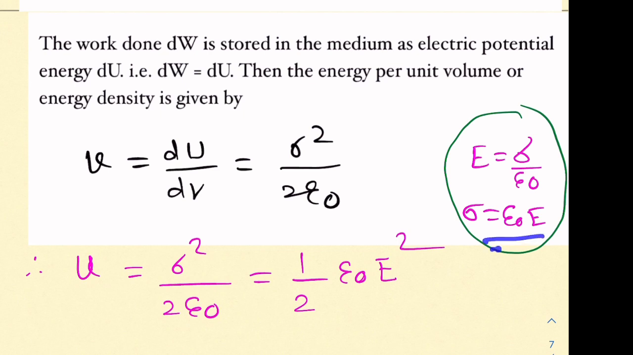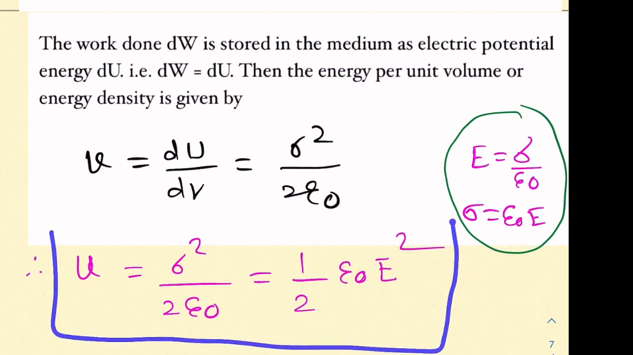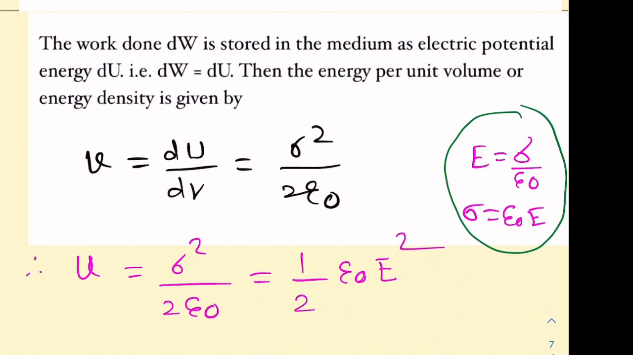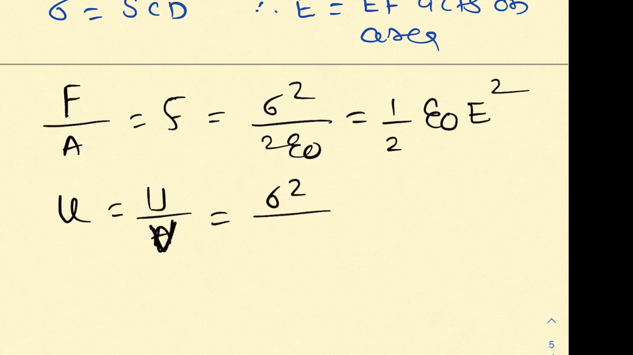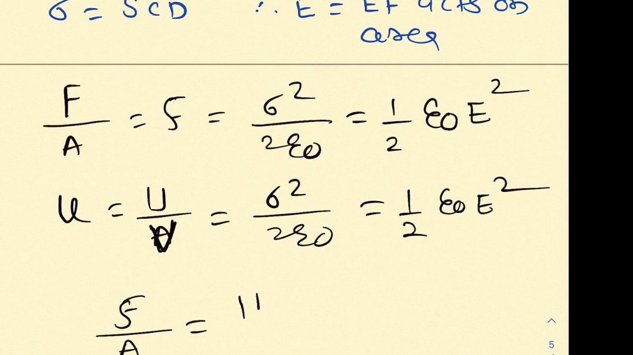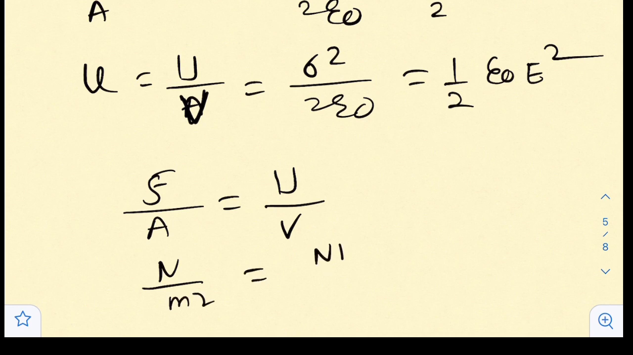If we put sigma as epsilon 0 E, we get the same equation as in the case of force per unit area. The energy per unit volume is again sigma square by 2 epsilon 0, or 1 by 2 epsilon 0 E square. Again, the dimensions of force per unit area and energy per unit volume are the same. Force is Newton, per meter square; energy is Newton meter, volume is meter cube. Then again we get Newton per meter square. Therefore, it is dimensionally correct.